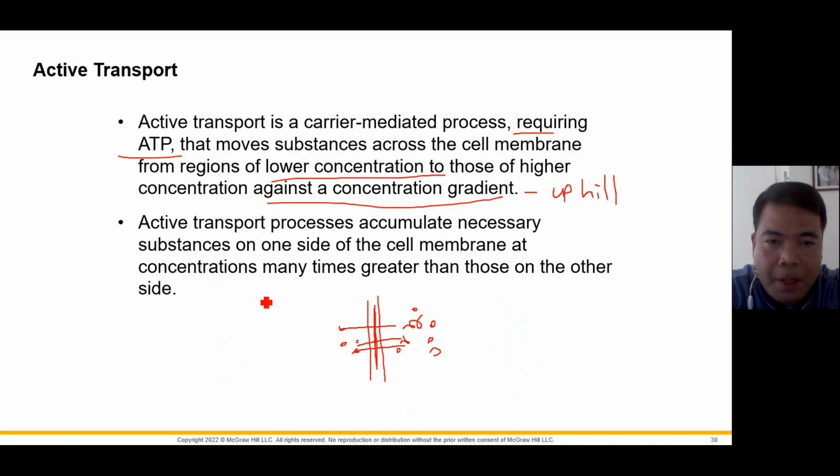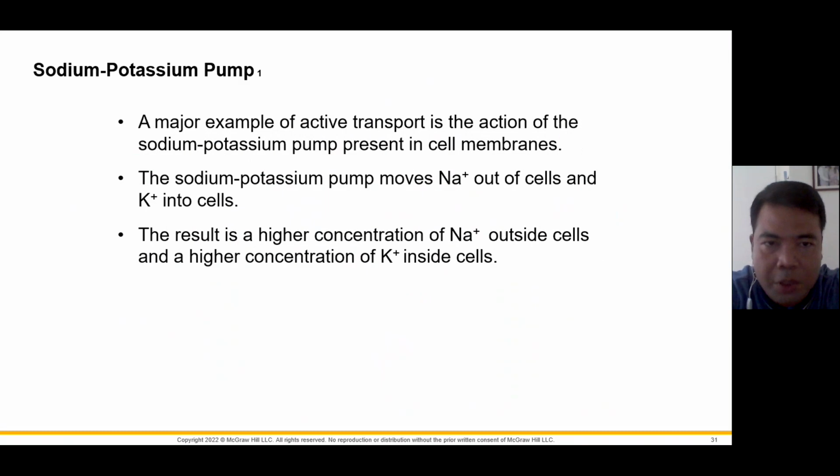So, as I have said earlier, active transport processes accumulate necessary substances on one side of the cell membrane at concentrations many times greater than those on the other side. And to be able to do that, you must go against the gradient, or uphill. And to be able to do that, you need energy coming from ATP. Ganun ang active transport. ATP is needed to be able to accomplish that. Okay? And one very good example of an active transport mechanism inside the cell is your sodium-potassium exchange pump.